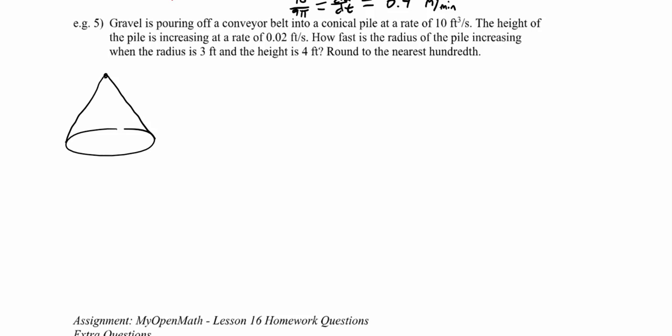Okay, so what do we know? We know dV/dt, which is equal to 10 feet cubed per second. We also know dh/dt, and what's that? That's going to be 0.2, right? Or 0.02 feet per second.